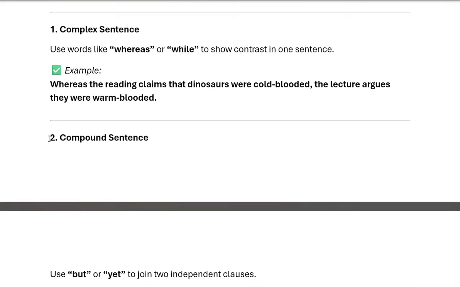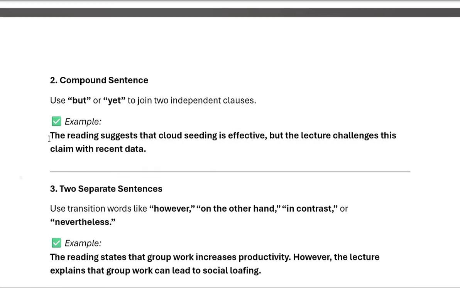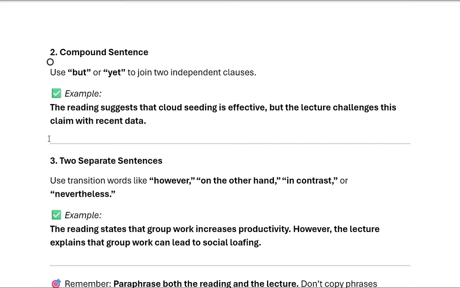Now, another way to do it is to use a compound sentence. Let's take a look at this. With a compound sentence, you could use the word but or yet to join two independent clauses together. Notice the punctuation pattern. The comma is right before the coordinating conjunction. The reading suggests that cloud seeding is effective, but the lecture challenges this claim with recent data.